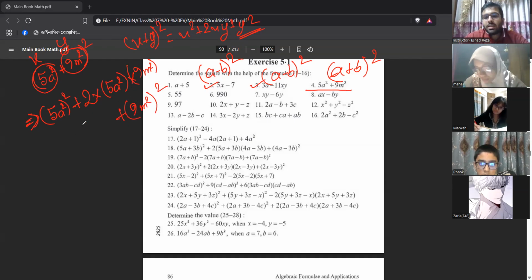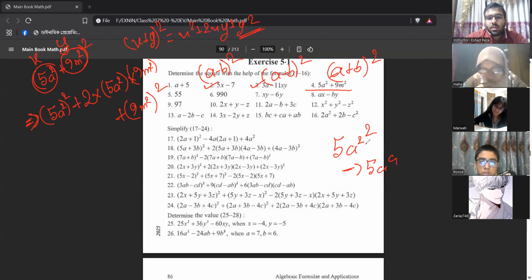See, this is why the brackets are important. Because when things get complex, if you wrote something like this, it is actually wrong. This means 5a to the power 4, but this means 25a to the power 4. So there's a difference. That's why the brackets are important.